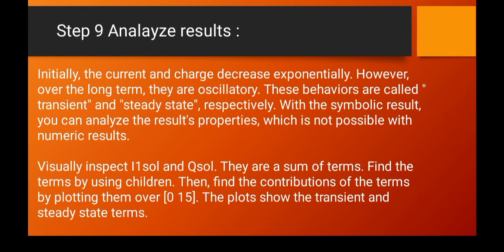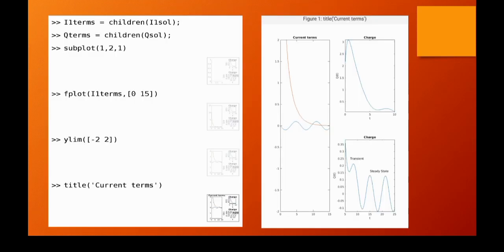So visually inspect the I1 solution and the Q solution. They are a sum of terms. Find the terms by using children, and then find the contribution of the terms one by one. Over 0 to 15, the plot shows the transient and steady terms. So here are further I1 terms, and I have used children. We can use any of the terms.